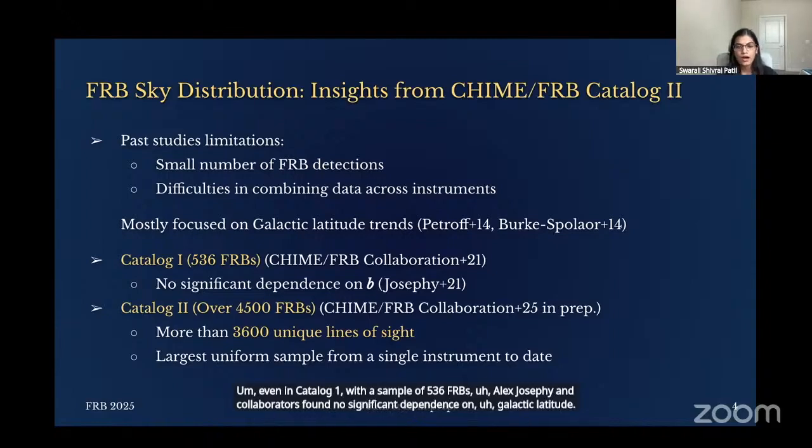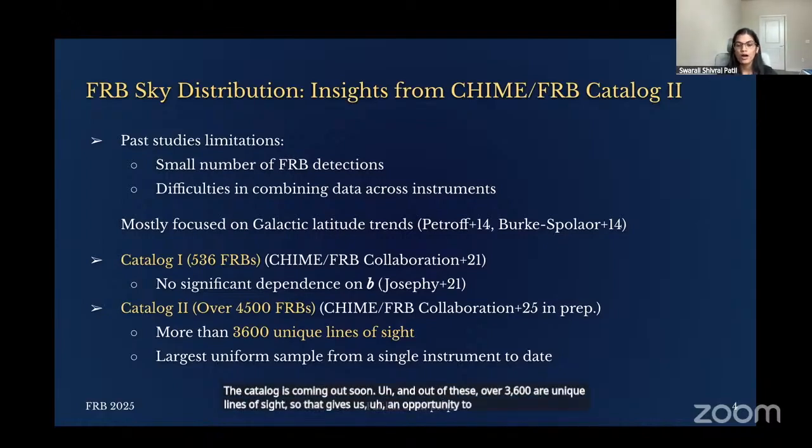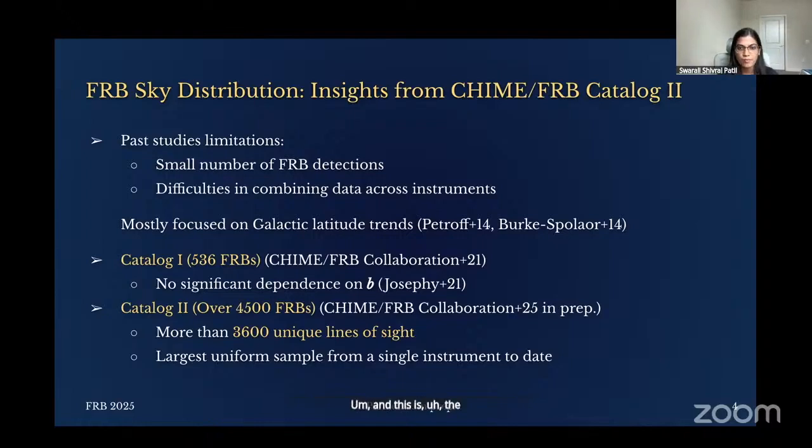latitude. However, with CHIME Catalog 2, we have a sample of over 4,500 FRBs. The catalog is coming out soon. And out of these, over 3,600 are unique lines of sight. So that gives us an opportunity to probe these effects along all these unique lines of sight. And this is the largest uniform sample from a single instrument to date.